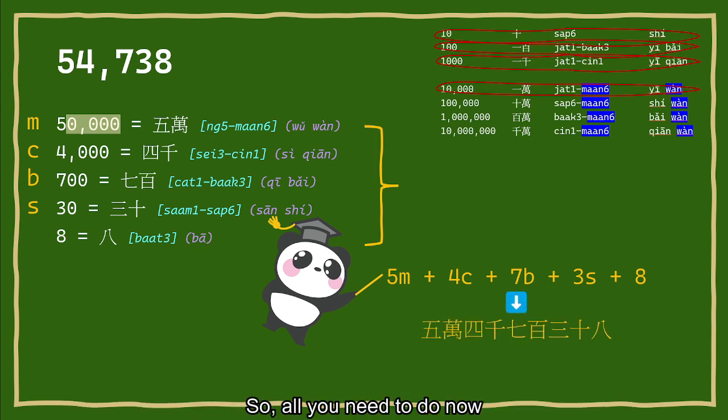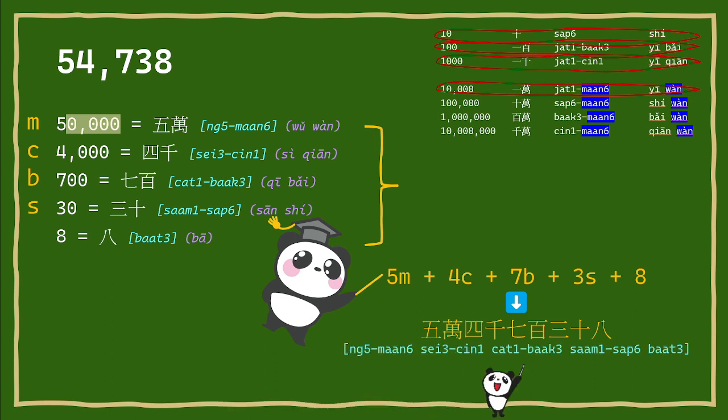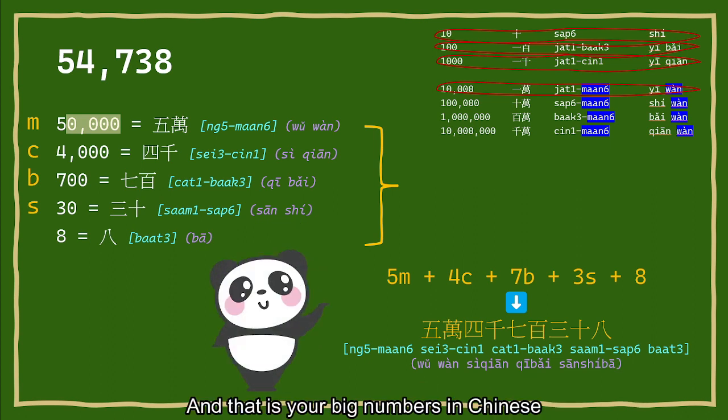So all you need to do now is just write out the number as it is. And you've got 54,738 in Mandarin. And that is your big numbers in Chinese.